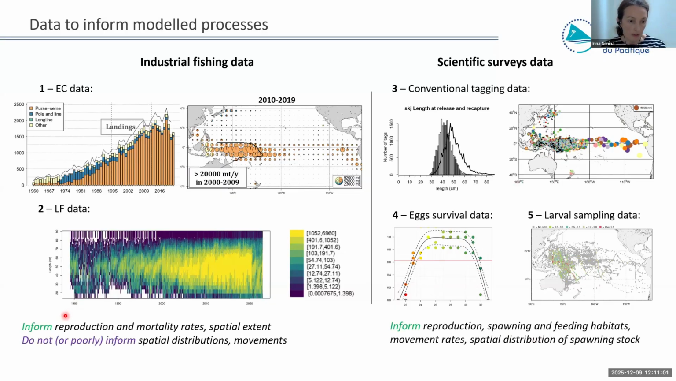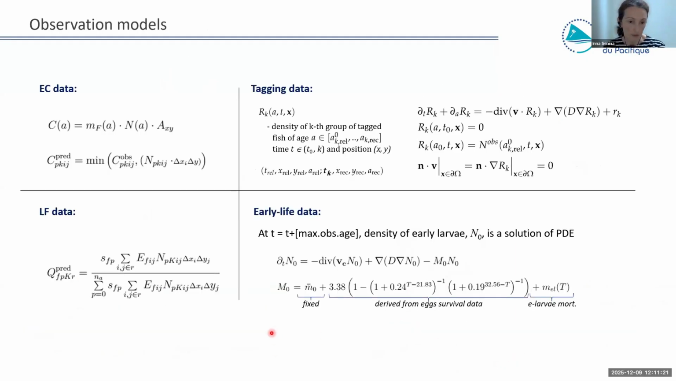We know that fishing data are good for informing reproduction, mortality rates and the spatial extent, but very poor, or even do not inform, the spatial distributions and movements in spatial dynamics. And this kind of data is essential to estimate model parameters. So how do we estimate?